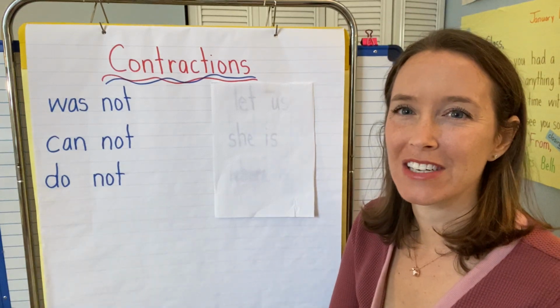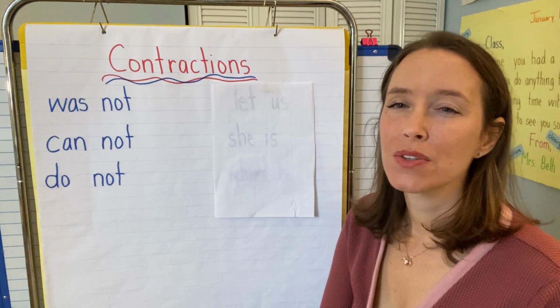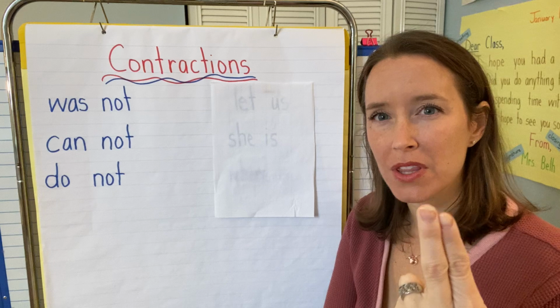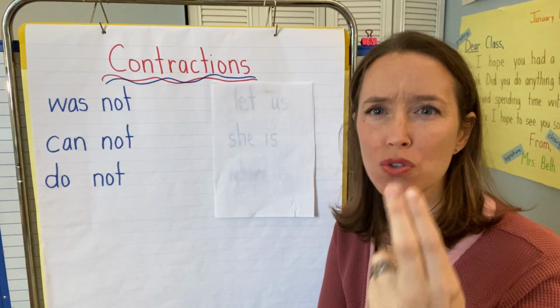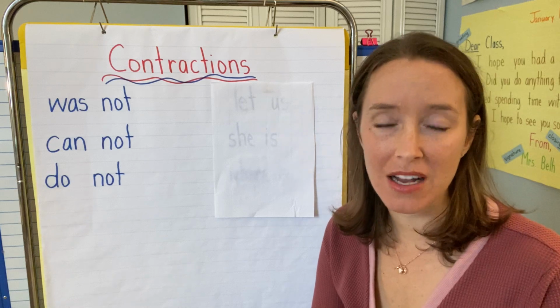Hello, my first graders. Today I'm here to talk to you about something called contractions. So, contractions are where we take two words and we put them together to make a new shorter word. Okay, and we do that by adding something called an apostrophe.